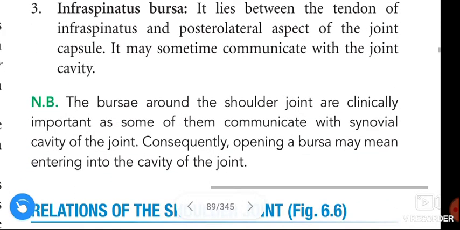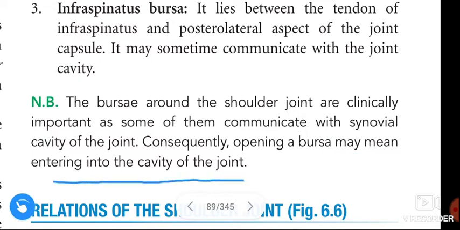See here, guys, a note is given. The bursae around the shoulder joint are clinically important as some of them communicate with the synovial cavity of the joint. Consequently, opening a bursa may mean entering into the cavity of the joint.